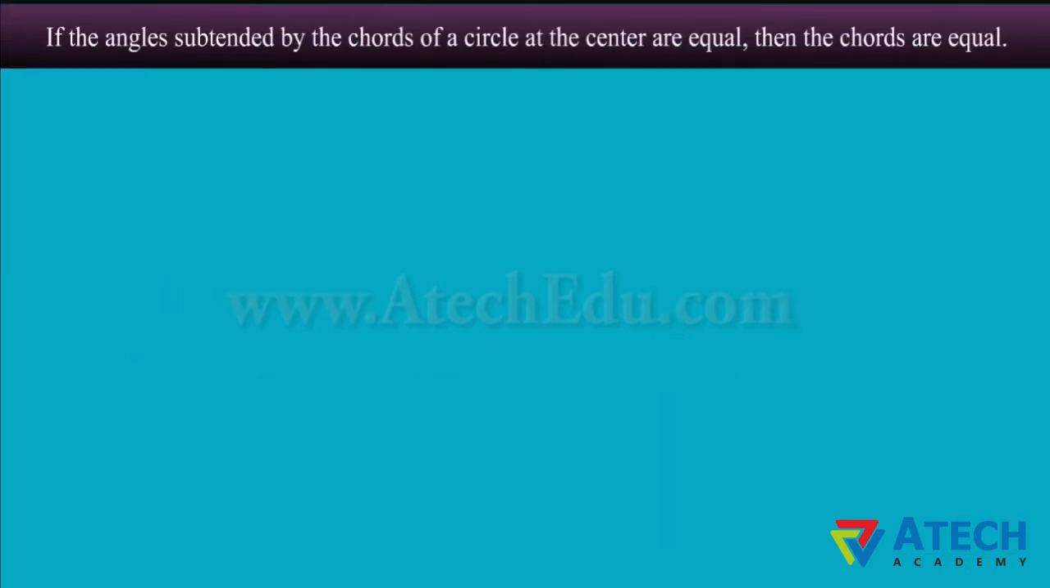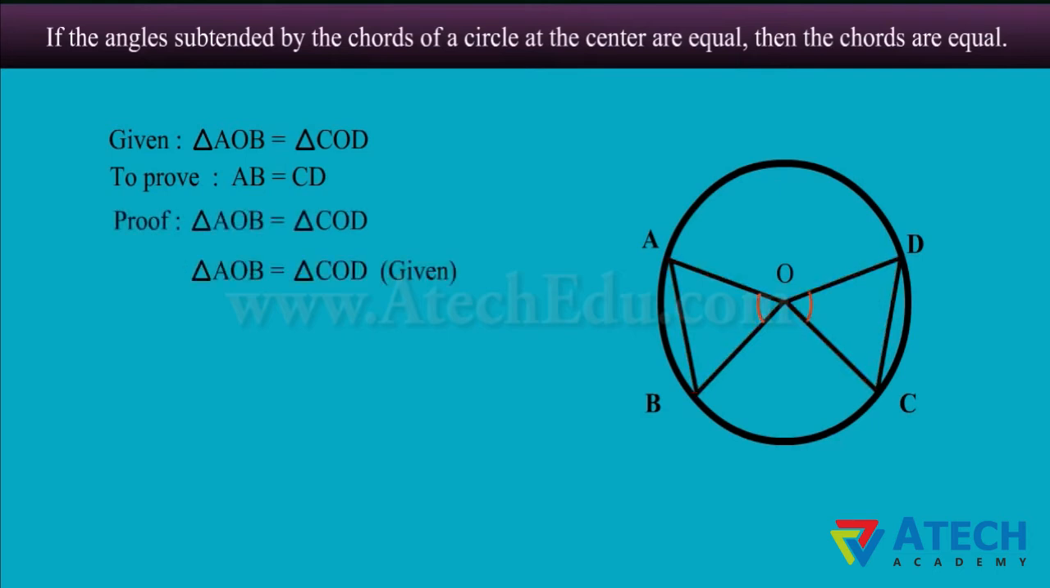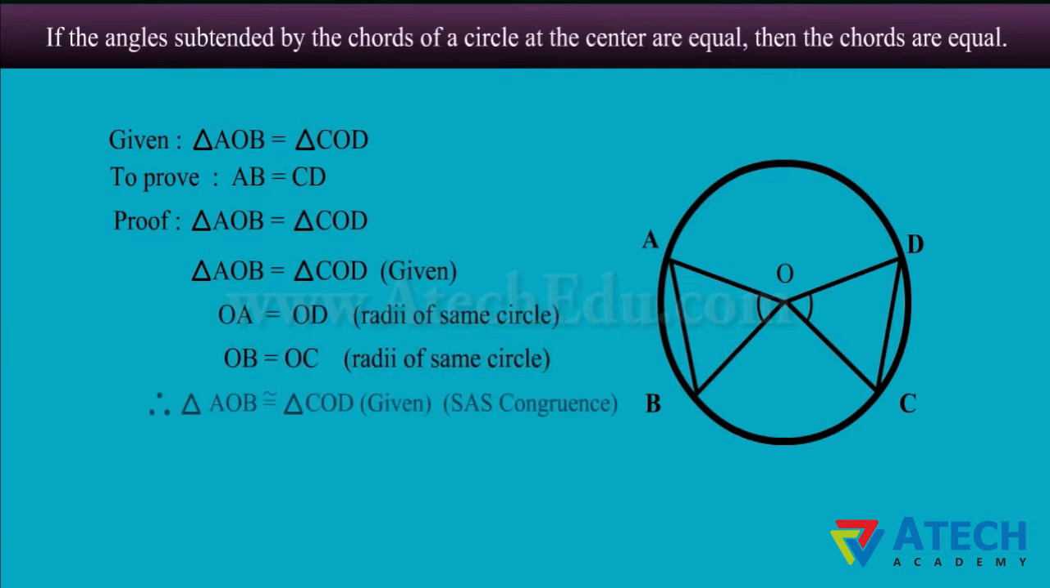Let us see the converse of this theorem. If the angles subtended by the chords of a circle at the center are equal, then the chords are equal. It is given that angle AOB is equal to angle COD. We have to prove that the chords AB and CD are equal. Since triangle AOB and triangle COD are congruent by SAS congruence, hence AB is equal to CD by CPCT.